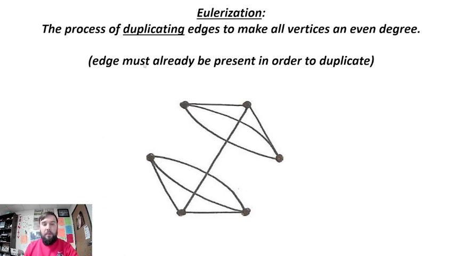An edge must already exist, or must already be present, in order to duplicate. So I can't construct just some edge at random. I'll fix this real quick. If we go from here to here, I can't do that because I'm not duplicating an edge. I'm creating a new one here. So that would not be good.